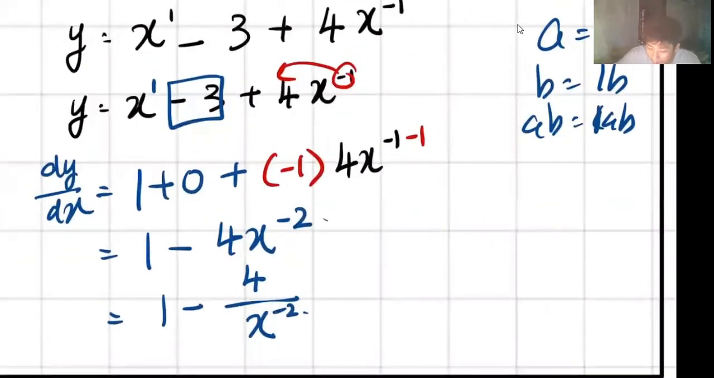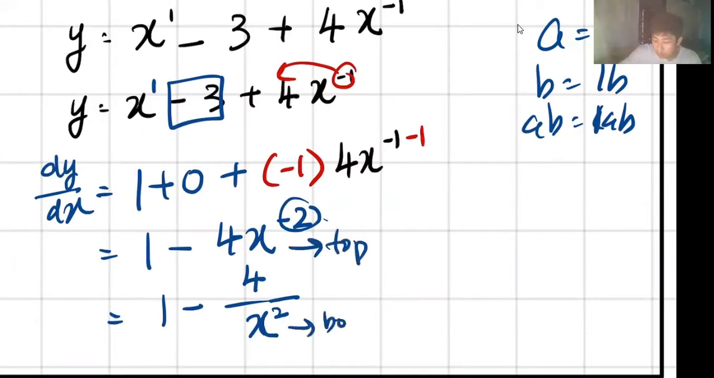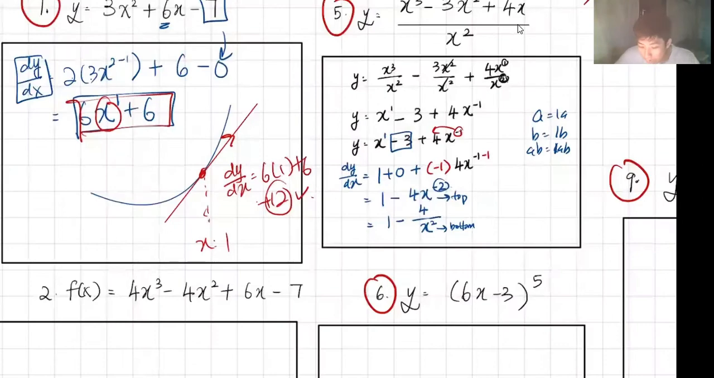Oh, I made a mistake here. This should not be negative 2. This should be only 2, x to the power of 2. Because remember I changed the sign, negative 2, I changed the sign to 2. Why? Because I'm throwing from top to bottom. Here is actually a top, here is actually bottom. So when I throw top to bottom, I just change the sign of the power. Plus 2 becomes minus 2, minus 2 becomes plus 2. That's it. All right, that's number 5.